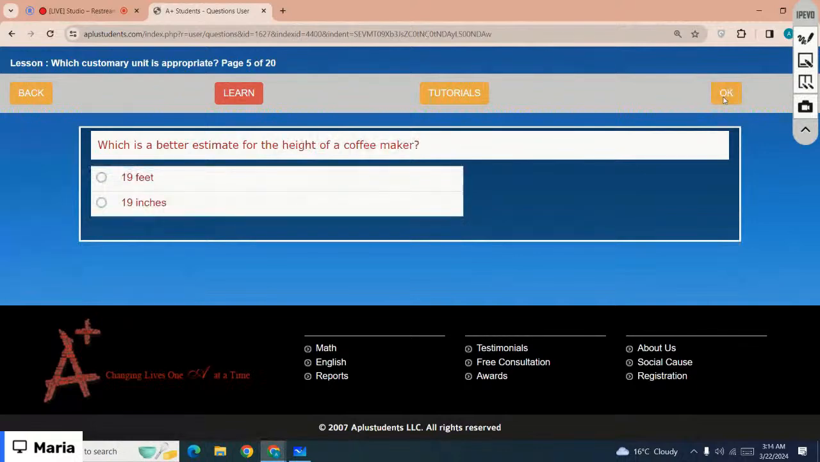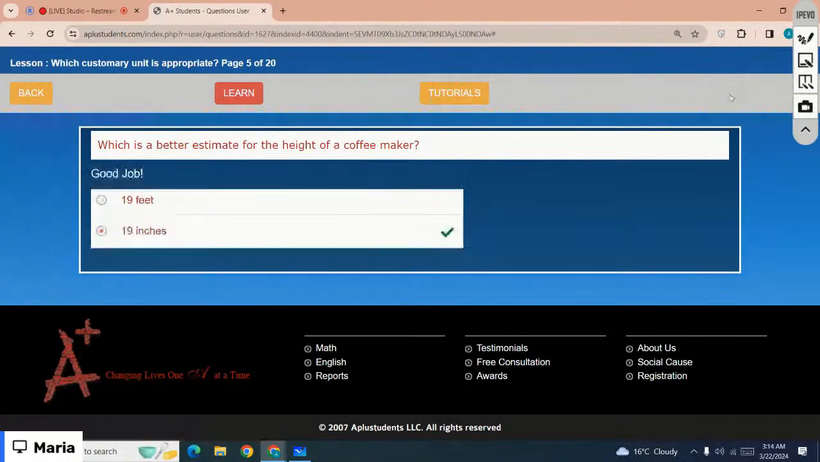Which is a better estimate for the height of a coffee maker? 19 feet, 19 inches. Which is the correct option? The correct option is 19 feet it is. No, I think 19 inches it is because it isn't too long. Yes, that is 19 inches, right?